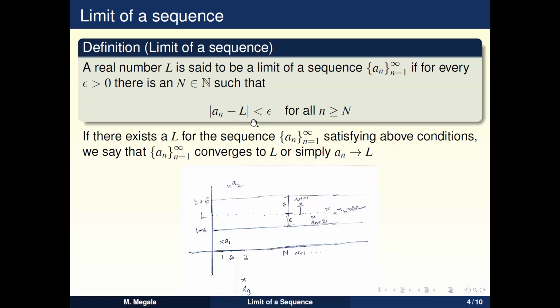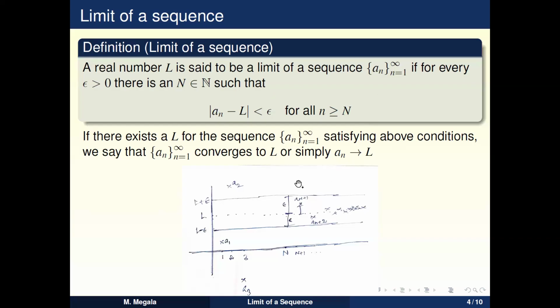All other entries have a distance from L that is still less than that epsilon. This means that, except for finitely many entries, all are very close to L in the sequence. Then only the distances are very small, right? So they are very close to L. That's why it says that if it satisfies this inequality for every epsilon, we say these an are converging to L, or simply an tends to L, or the limit of an is L.